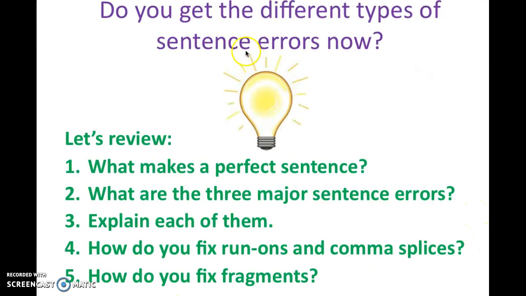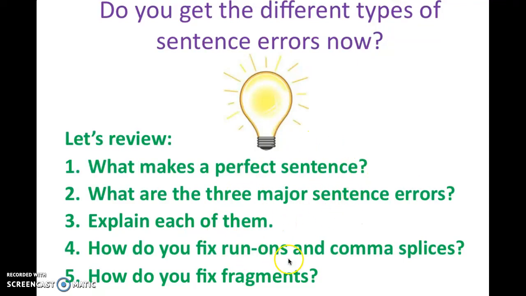So, questions? Did you get the different types of sentence errors? Let's review. What makes a perfect sentence? A subject, a verb, and an object. What are the 3 types of major sentence errors? Fragment, run-on, comma splice. What is a fragment? It is an incomplete sentence. It's missing one of the parts. What is a run-on? It's 2 sentences put together with no punctuation. What's a comma splice? A comma splice is 2 sentences put together with a comma.